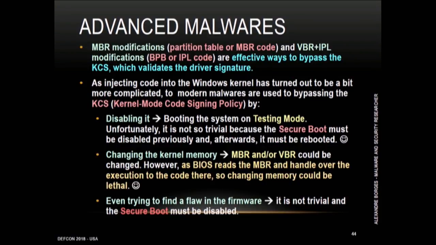MBR modifications and VBR modifications are effective ways to bypass KCS, the Kernel Mode Code Signing Policy. KCS is responsible for validating the driver signature. So there are some ways to bypass KCS. Disable it, or put Windows in test mode, but in this case, secure boot must be disabled. Change the kernel memory, which is so easy. Or even try to find a flaw in the firmware. In this case, again, secure boot must be disabled.